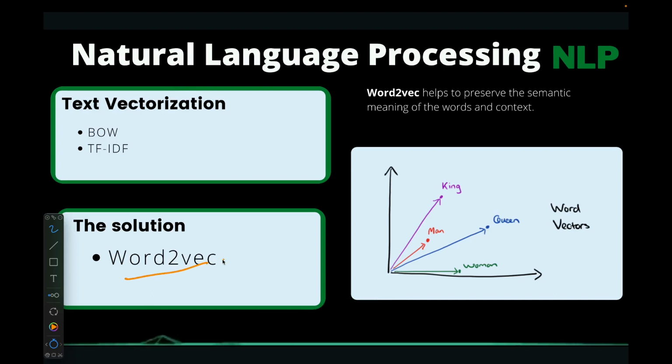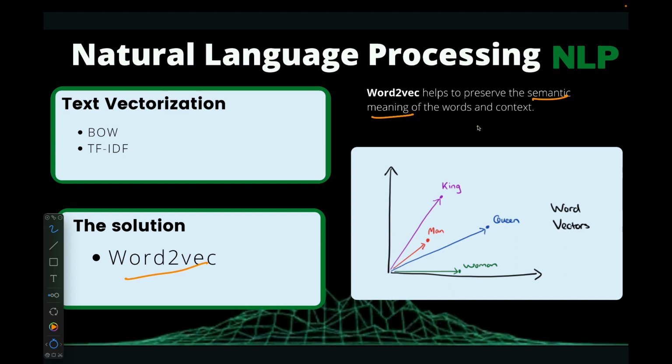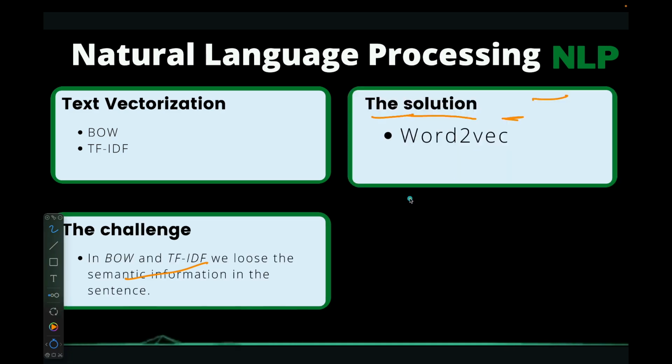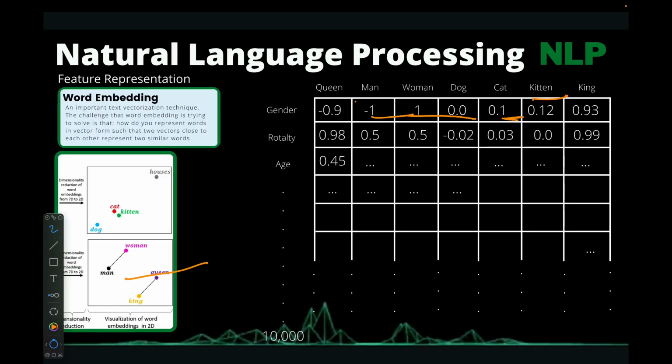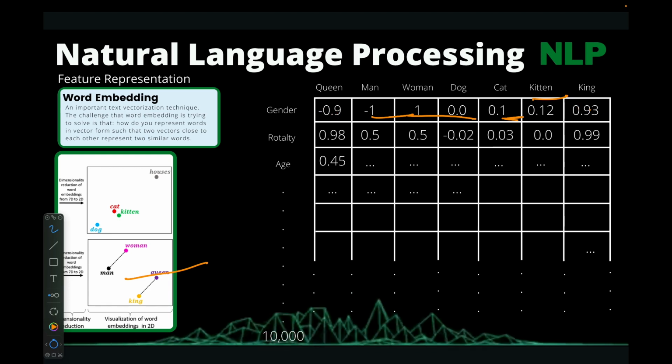Now with Word2Vec, we preserve the semantic information. We try to preserve the semantic information of the words and the context. For instance, we saw earlier on over here that words that are closer to each other will have embeddings that are very, very similar.